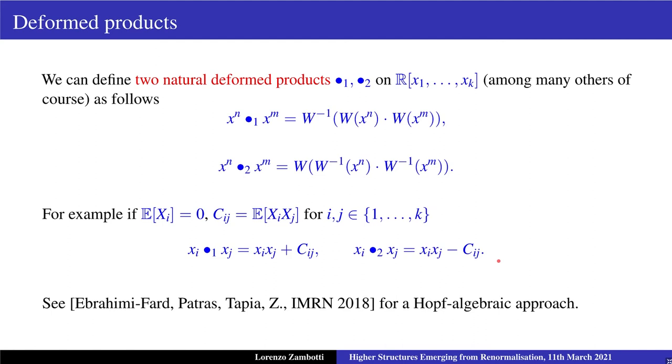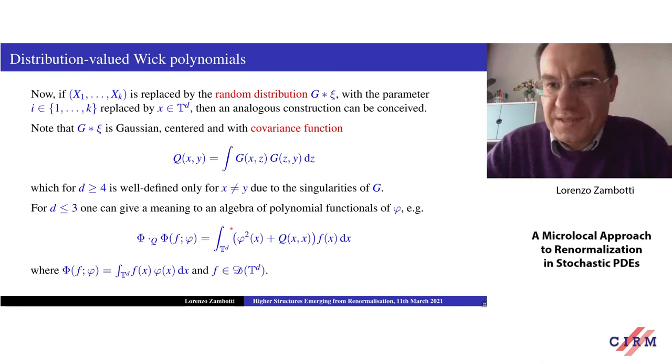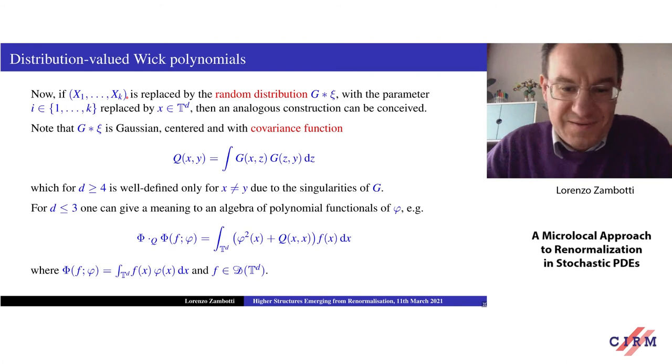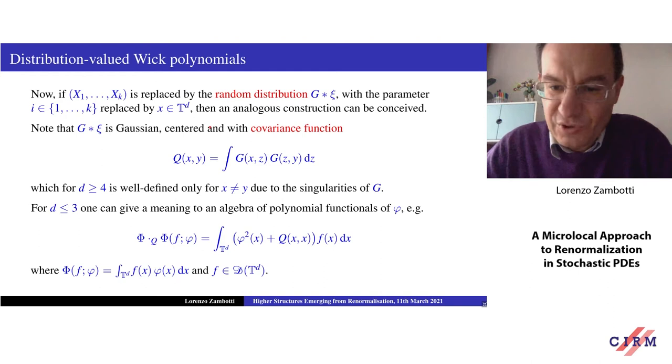In fact, what we are going to use is this one, which is related to a kind of formal Gauss expansion. I'm going to show you in a second. Suppose that you want to do this essentially in infinite dimensions. So instead of k variables, you really have a field, a random field. And of course now the index is not i, but it's x in the torus. Then you can think of an analogous construction with polynomials of your field. Since this field is Gaussian and also centered, it is identified essentially if you know its covariance function.